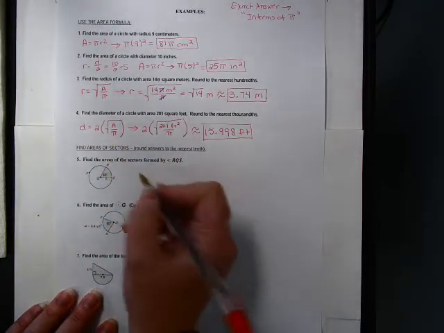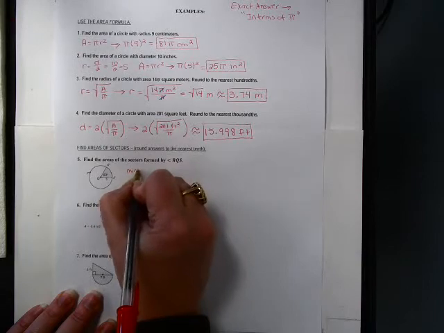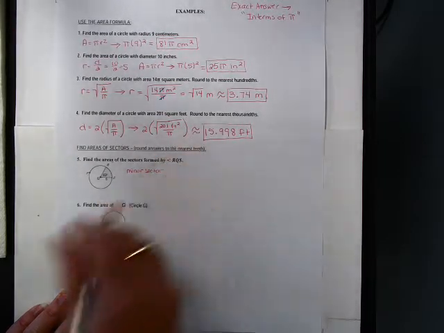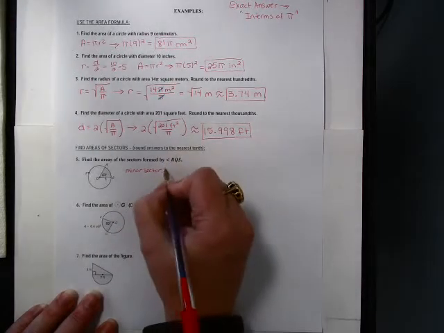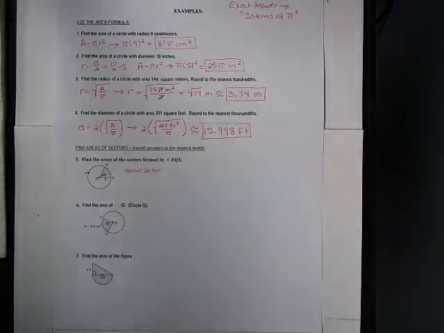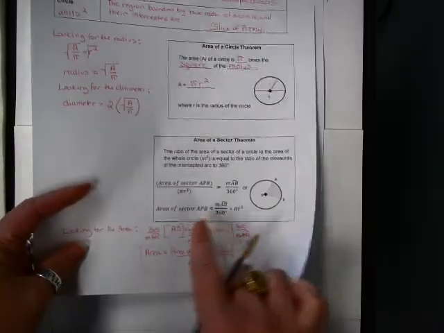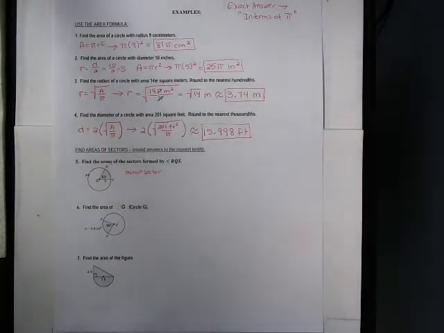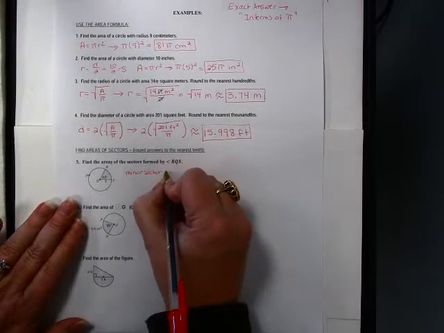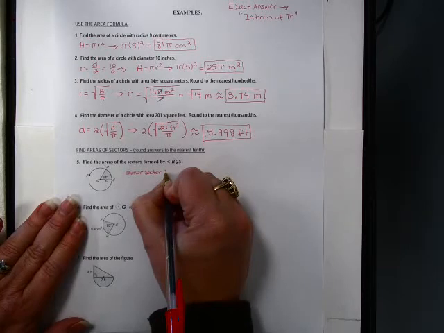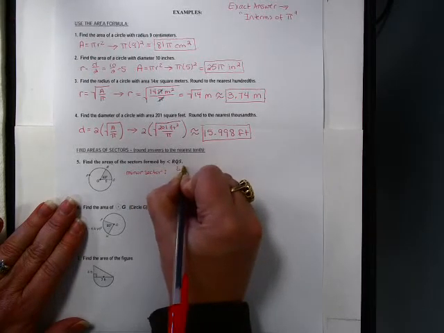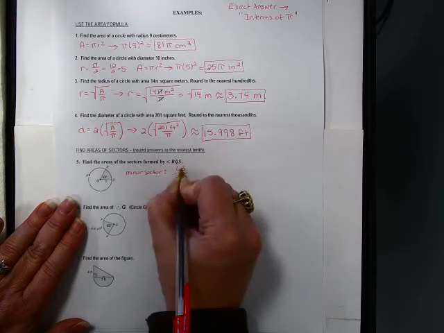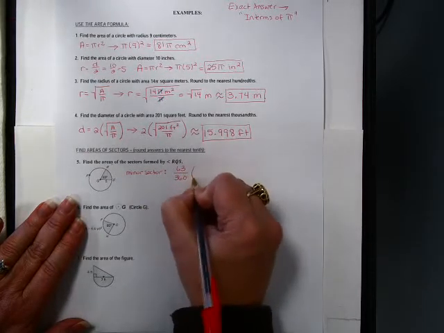So if I'm looking for the minor sector, then that's going to be the arc. Remember our formula. That's going to be the arc over 360 times the area. So it's going to be 63. There's your arc, 63 over 360. That gives me my portion. And then I'm going to multiply that by the area.